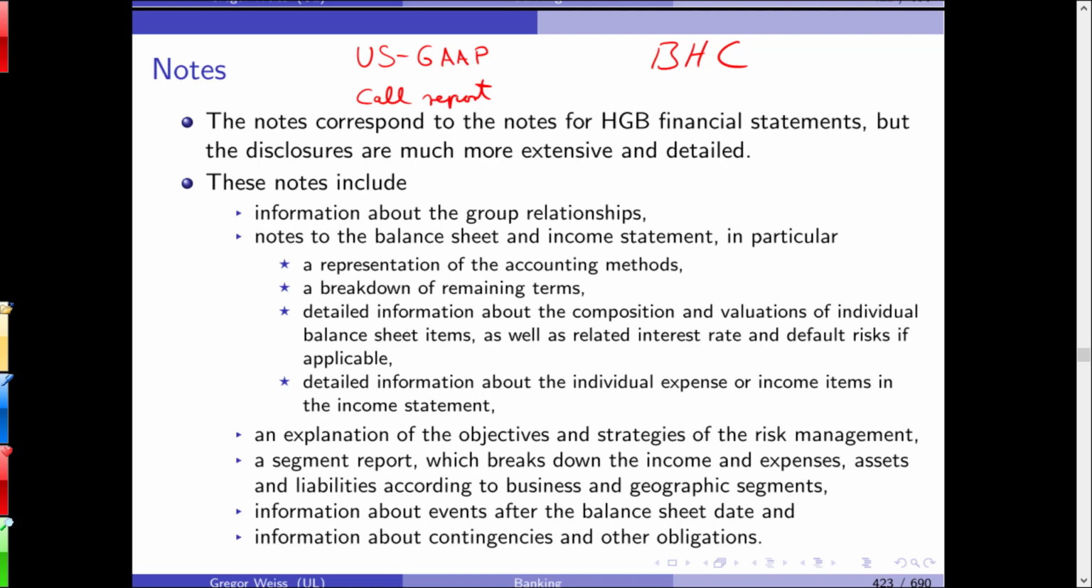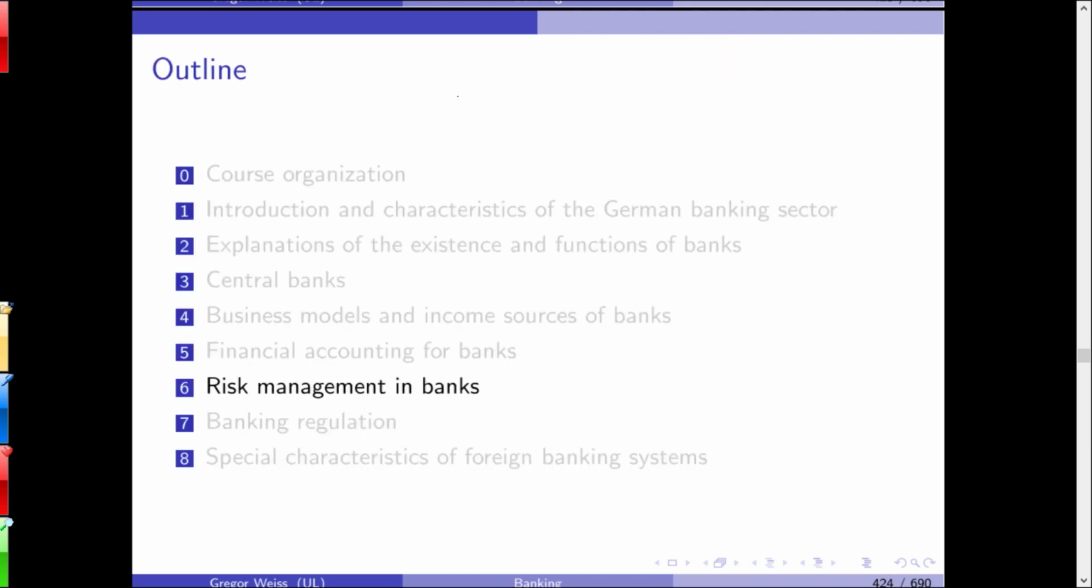We have a segment report which breaks down the income, expenses, assets, and liabilities according to business and geographic segments, information about events after the balance sheet date, and information about contingencies and other obligations. That's part of the notes. Okay, very short basic description of IFRS accounting.